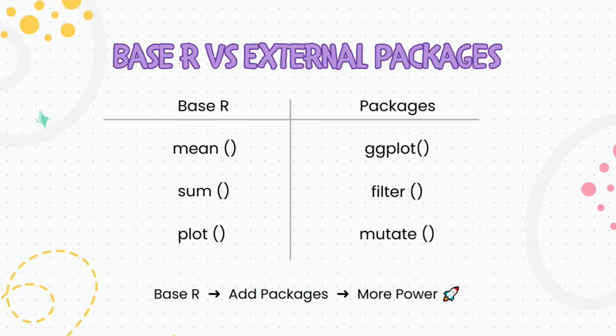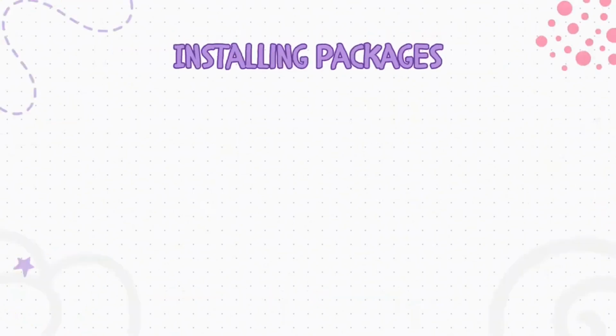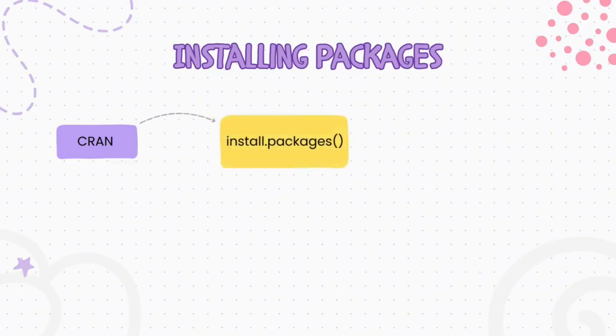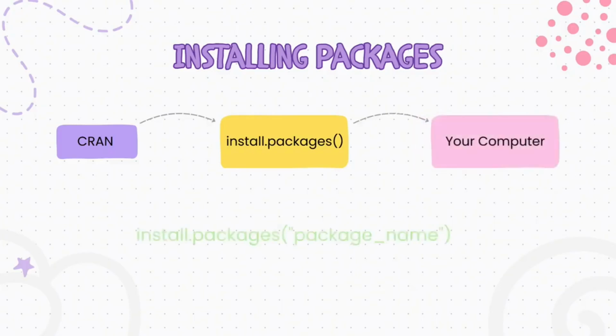Now let's talk about installing packages. Before we can actually use a package, we must install it. Installing a package means downloading it from CRAN, the Comprehensive R Archive Network, and storing it on your computer. To install a package, we open our R environment and run the install.packages command. The actual command is install.packages, and inside of the parentheses, the name of the package that you want to install inside of quotes, and it will install the package on your PC or on your device.